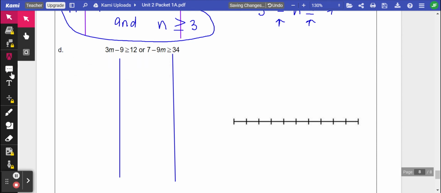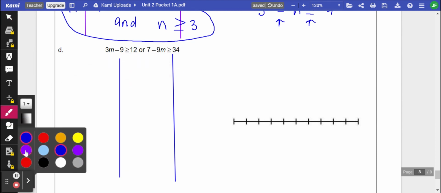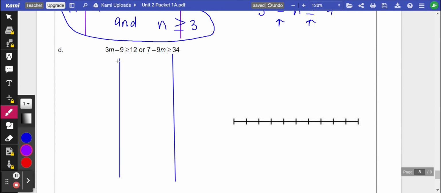So for the first one, we need to get the m alone. So I'm going to add 9 to both sides. I apologize that that doesn't quite line up. So I'm left with 3m is greater than, because we just added, 21. And then we're dividing by 3 on both sides, but it is positive, so we don't need to flip our sign. So we have m is greater than or equal to 7.